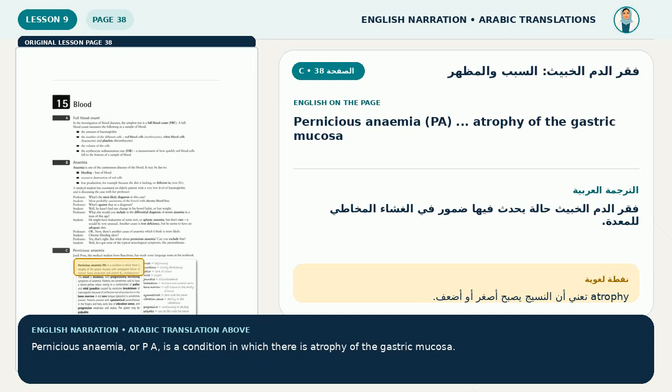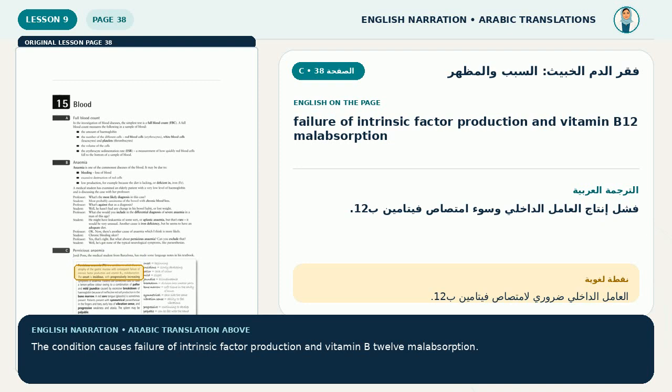Pernicious anemia, or PA, is a condition in which there is atrophy of the gastric mucosa. Atrophy means that tissue becomes smaller or weaker. Gastric mucosa is the lining of the stomach. The condition causes failure of intrinsic factor production and vitamin B12 malabsorption. Intrinsic factor is needed for the body to absorb vitamin B12. Malabsorption means that the body does not absorb a substance properly.